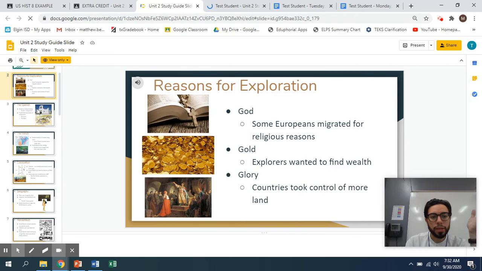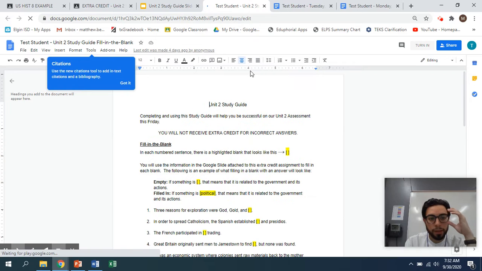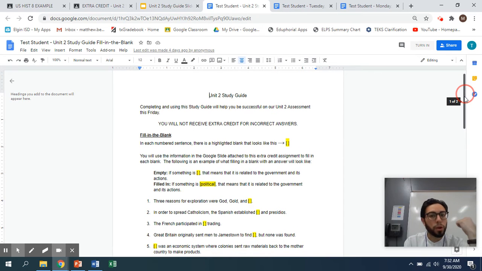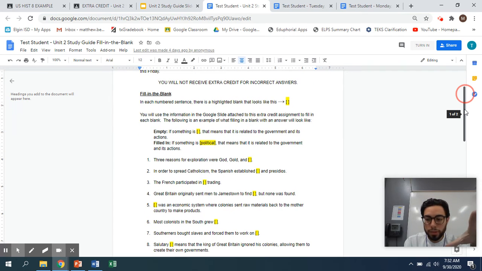Instead, what you're doing is you are using this Google slide to help fill in your study guide here, right? Your fill in the blank study guide. So if you did the rough draft yesterday, like you hopefully did, you already know how to use this essentially, where you're typing in the brackets, right? And so, like if something is blank, that is related to the government and its actions, you would type in the word political.